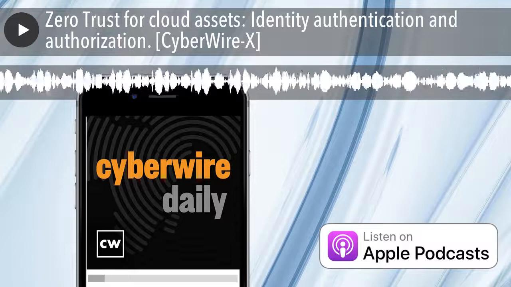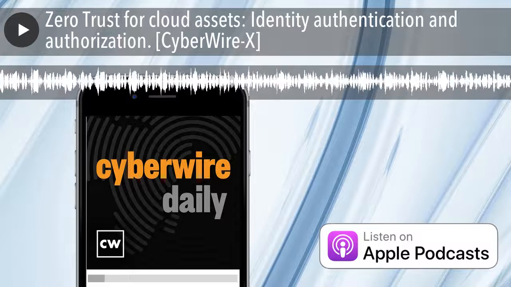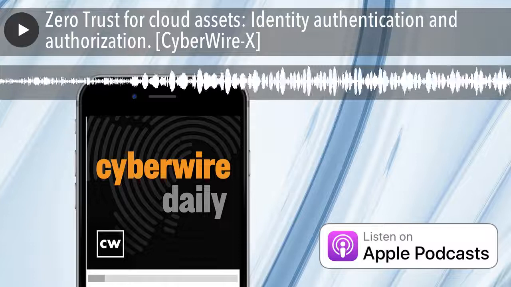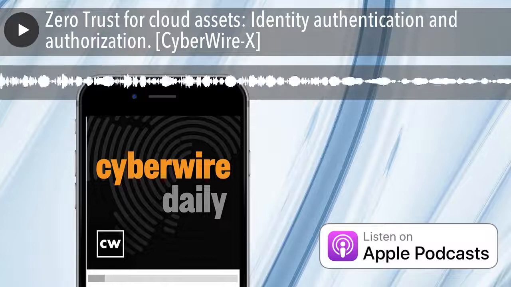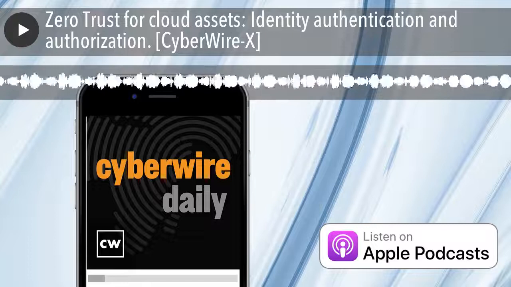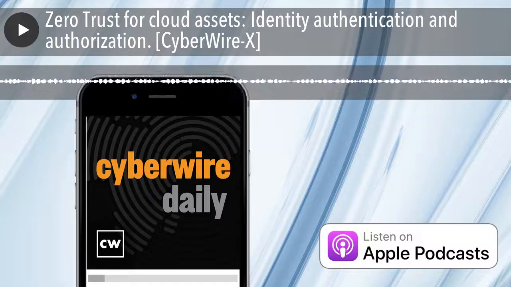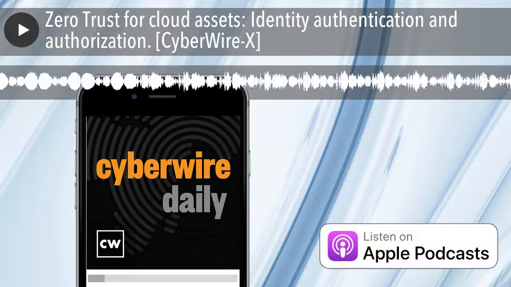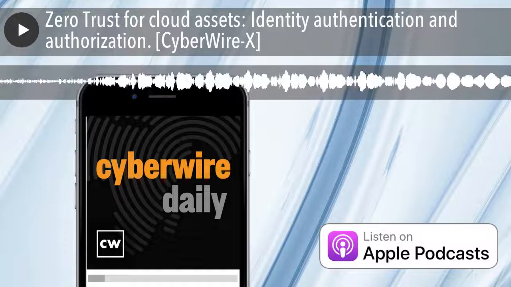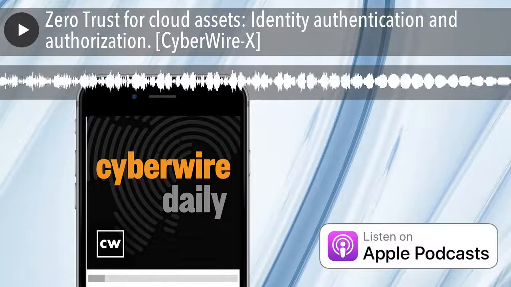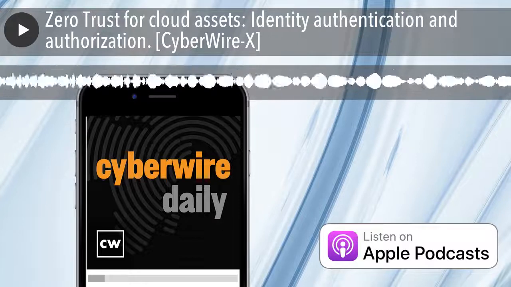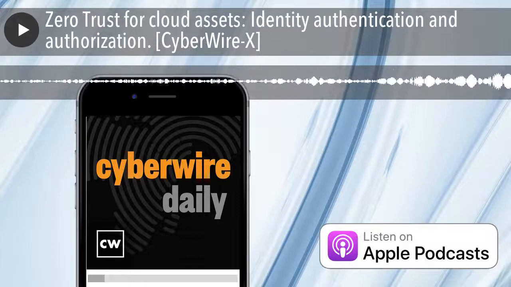And today's episode is titled Zero Trust for Cloud Assets, Identity Authentication and Authorization. Applying zero trust principles to access rights can be tricky. Amazon's Lambda functions, Google's cloud functions, and Microsoft's Azure functions multiply the volume of identities to manage. These cloud services often have excessive permissions to access sensitive data and can become a potential entry point for an attacker.